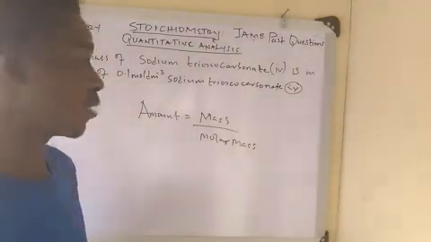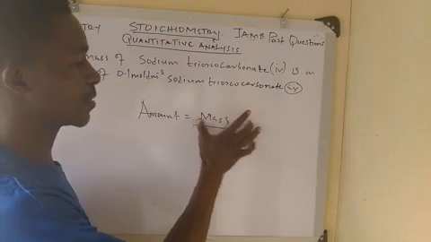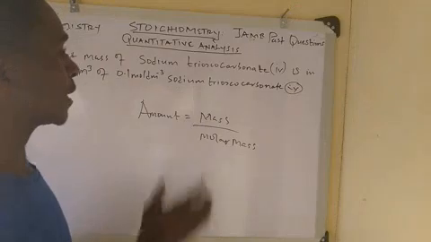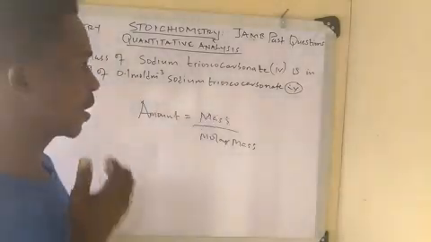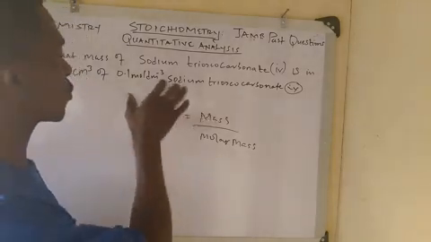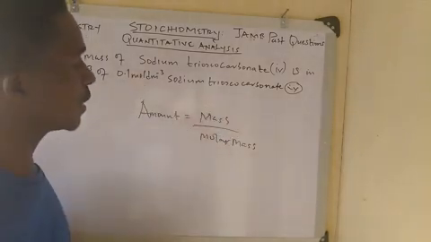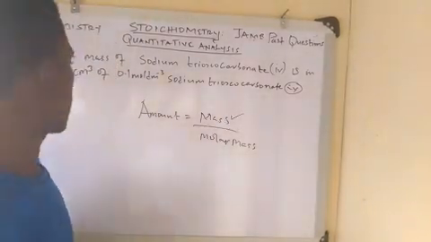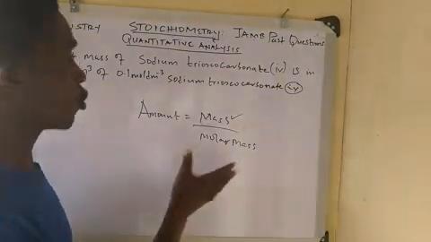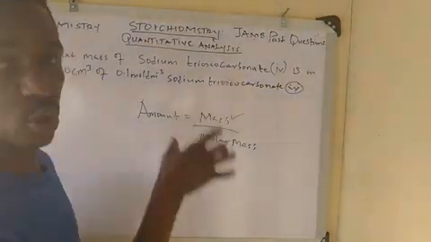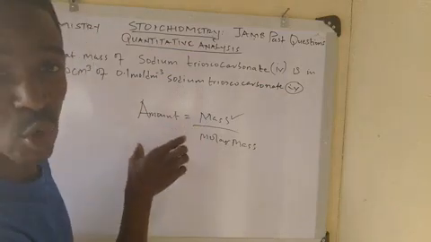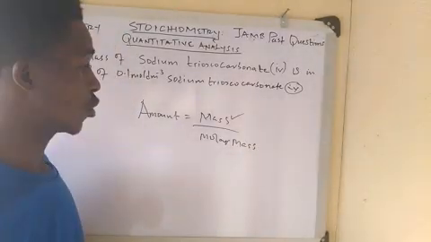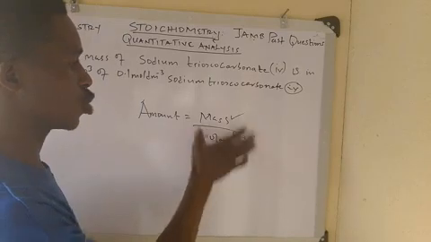The first formula says that amount is equal to mass over molar mass, right? So now, if you look at the JAMB question critically, you will see that what they ask us to do is to calculate the mass. This is what we are calculating. But looking at this formula, for you to calculate the mass of this salt, you must have the amount of the salt and the molar mass.